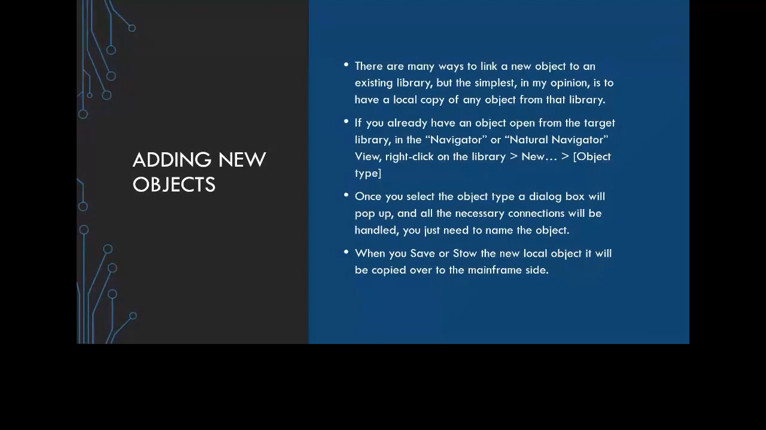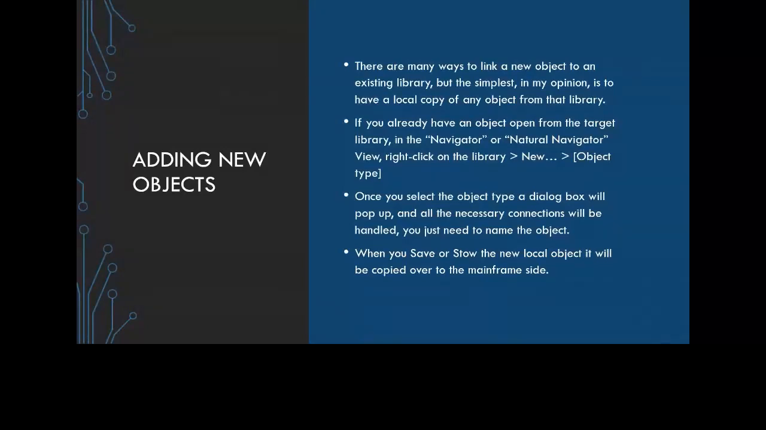And once you're there, you can right click on the library, click on new, and then select the object type. Once you have the object type, a dialog box will pop up and all of the necessary connections will be handled. You just need to name it, versus the other way, where you manually type in all the connections. That's a lot of information that you don't need to memorize when you can just have something open already. When you save it or stow it, it will immediately be on the mainframe side in the library that you chose.